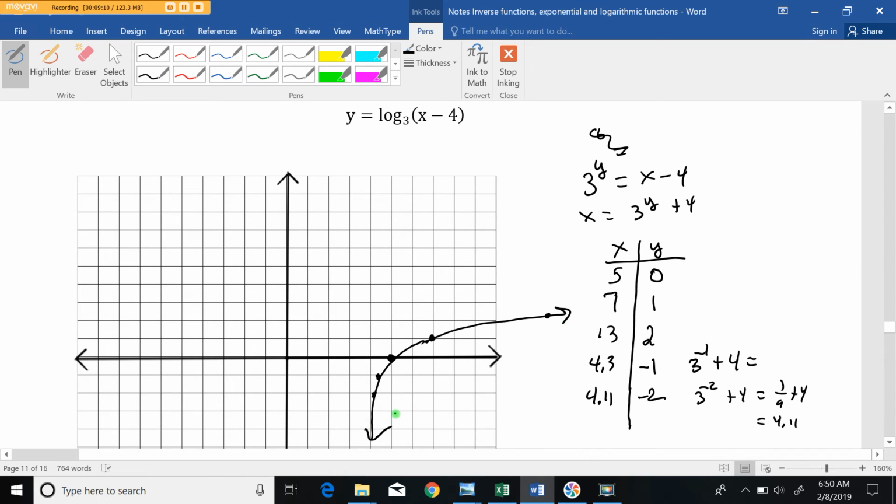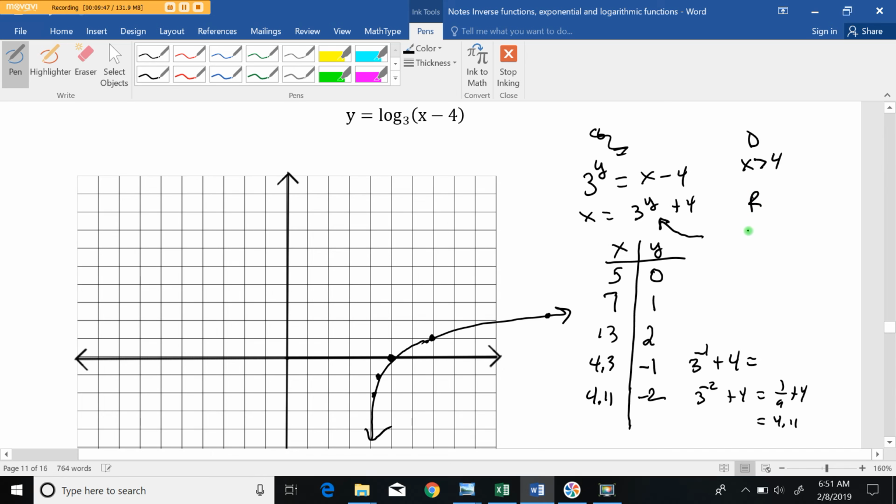There just is no value that you can put in for y here that makes this negative. So x has to be at least 4. In fact, it can't equal 4 either, because 3 to the y is some positive value for all values of y. So let's talk domain and range. The domain of this function. There's nothing over here to the left, so x has to be greater than 4. Strictly greater than, no equality, because when you look at this equation, there's no value you can put in for y to get a 0 out of this.